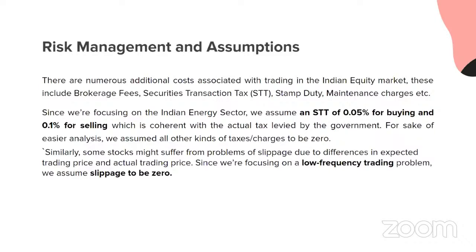Since we're focusing on the Indian energy sector, we assumed an STT of 0.05% for buying and 0.1% for selling, which is coherent with the actual tax levied by the government. For sake of easier analysis, we assume all other kinds of intermediate taxes and charges to be zero. Similarly, there is often slippage, that is the price difference between the actual trading price and the expected trading price. For sake of easier analysis, we again assume the slippage to be zero.